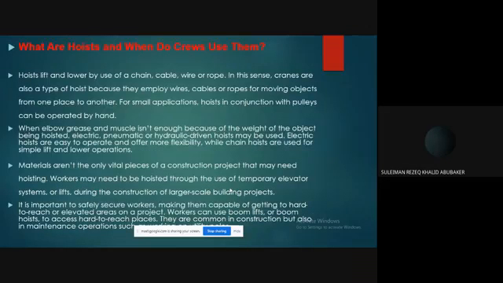Okay. So what are the hoists and when do crews use them? Hoists lift and lower by use of a chain, cable, or wire rope. In a sense, cranes are also a type of hoist because they employ wires, cables, or ropes for moving objects from one place to another. For small applications, hoists in conjunction with pulleys can be operated by hand. Then, when elbow grease and muscle isn't enough because of the weight of the object being hoisted.